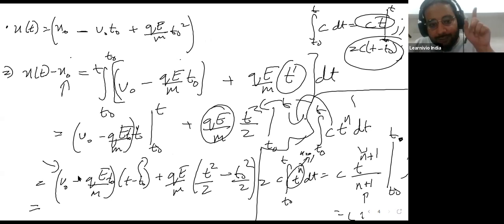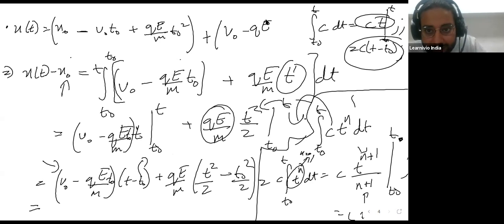notice that the first term is ut, so it's a first order term, t to the power 1, and in the second term t to the power 2, so it's a second order term. So here, let's see what we do. This is just a constant, so zeroth order term, plus the first order term is your v naught minus qE t naught over m times t. This is your first order term, correct?